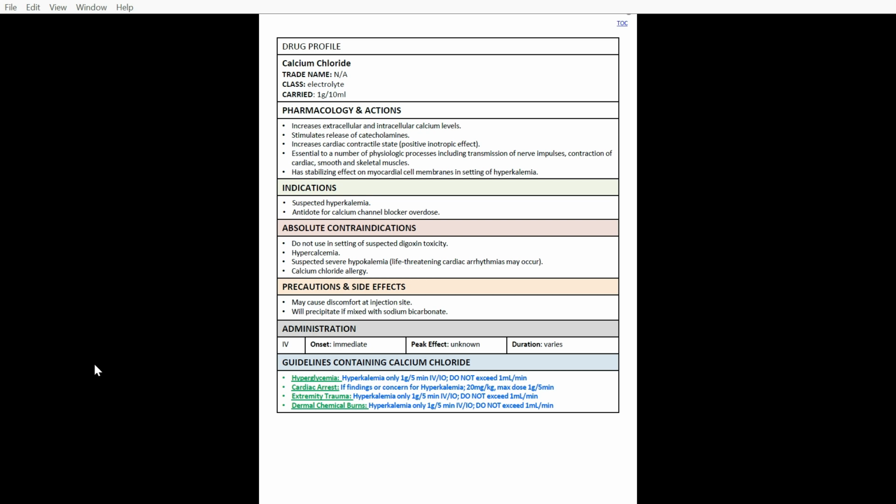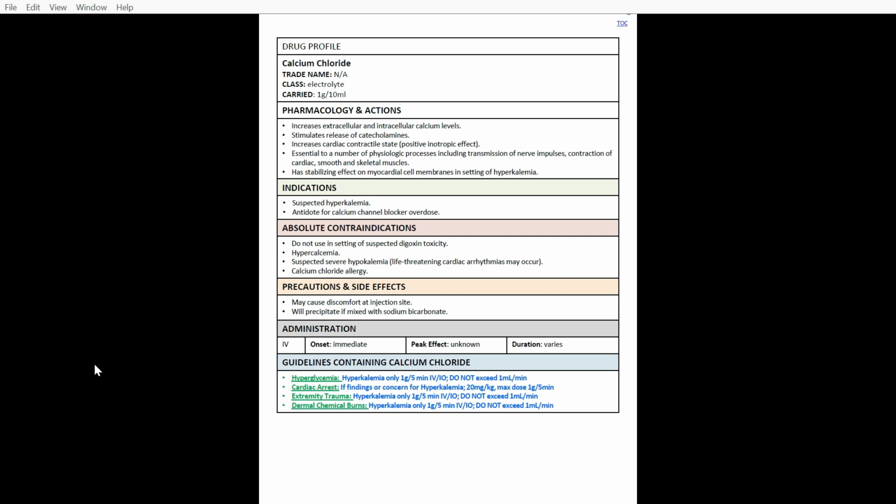It is essential to a number of physiological processes, including the transmission of nerve impulses, contraction of both cardiac, smooth, and skeletal muscles. So, calcium does play a huge role in contraction of all of your muscle cells. And it has its stabilizing effect on the myocardial working cell membranes in the setting of hyperkalemia or excessive potassium.